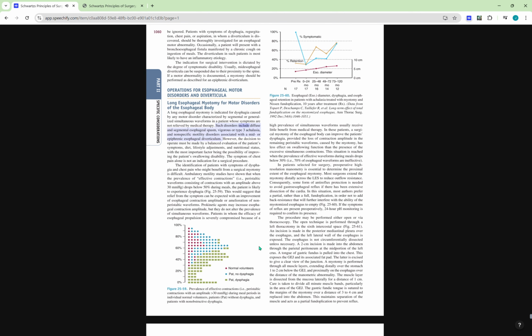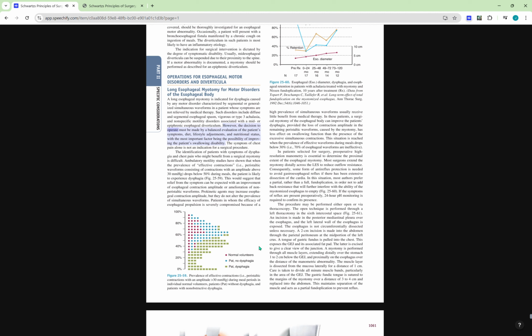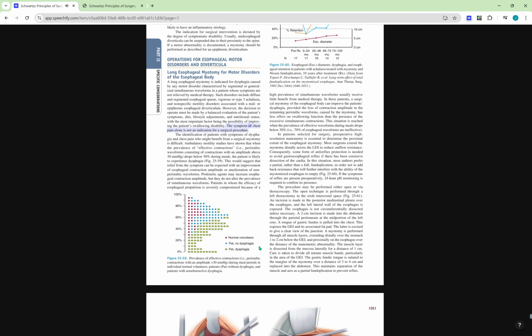Such disorders include diffuse and segmental esophageal spasm, vigorous or type 3 achalasia, and nonspecific motility disorders associated with a mid or epiphrenic esophageal diverticulum. However, the decision to operate must be made by a balanced evaluation of the patient's symptoms, diet, lifestyle adjustments, and nutritional status, with the most important factor being the possibility of improving the patient's swallowing disability. The symptom of chest pain alone is not an indication for a surgical procedure.